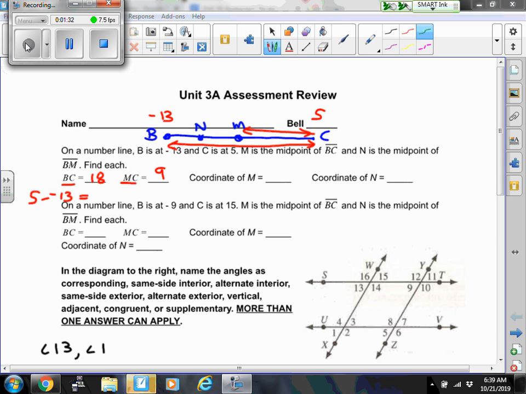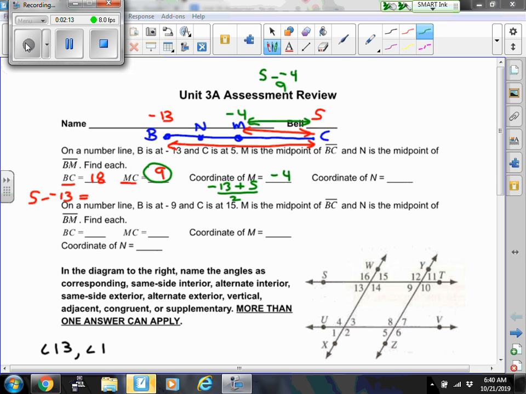To find the coordinates or location of a midpoint, what you're always going to do is add the two values, which we had negative 13 and 5. M is in the middle, so we put a plus between them and divide by 2. If you do that, you get negative 4. So negative 4 is now my middle number. Just to confirm that my length from M to C is actually 9, I take 5 take away negative 4, because I'm finding length, and I do get 9. So I feel comfortable about M.